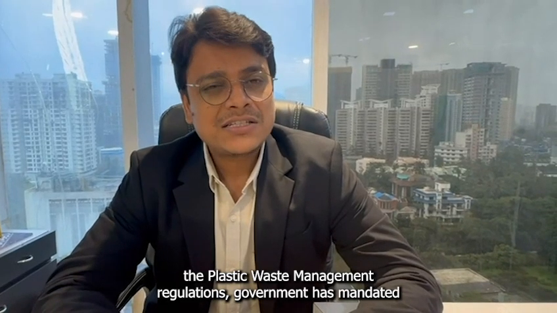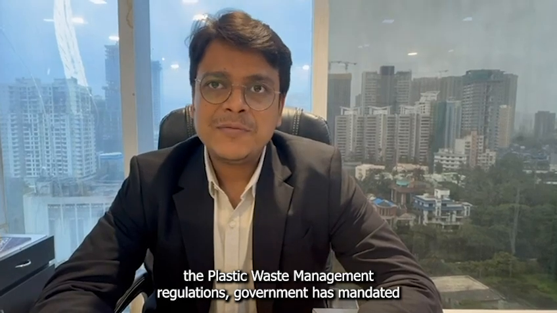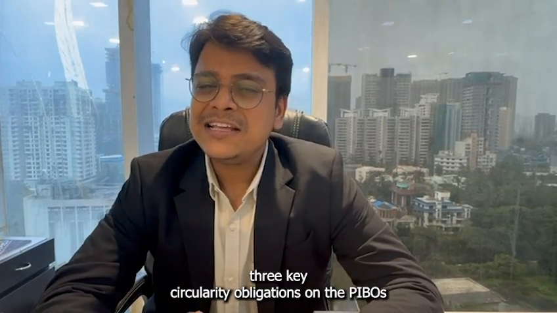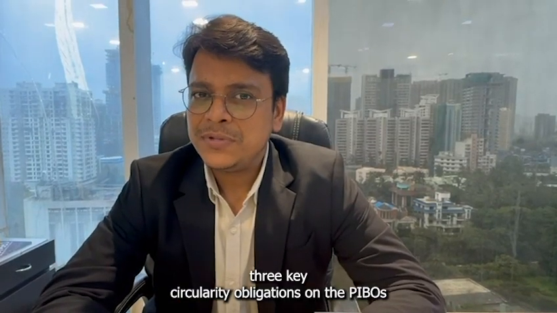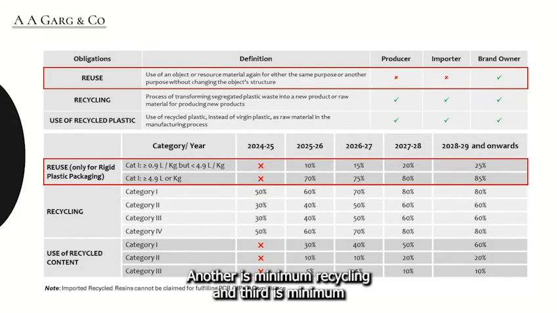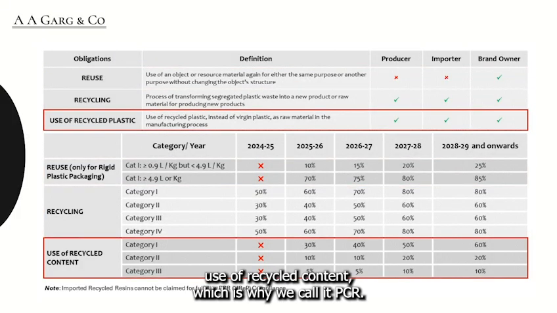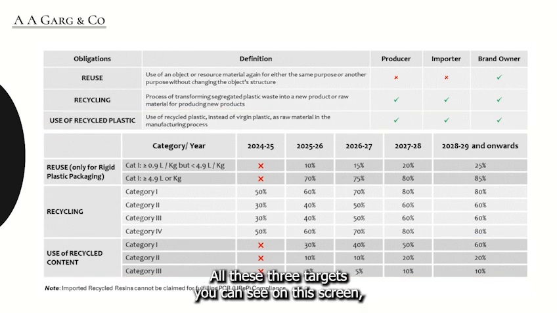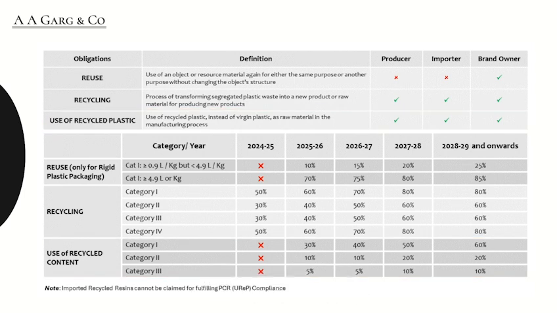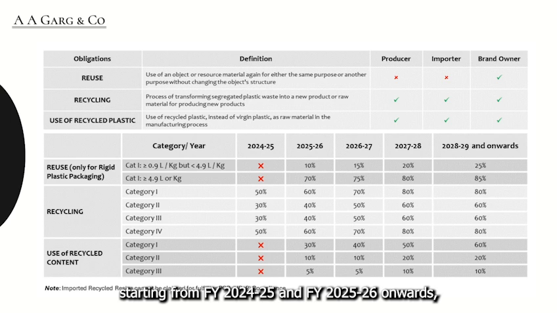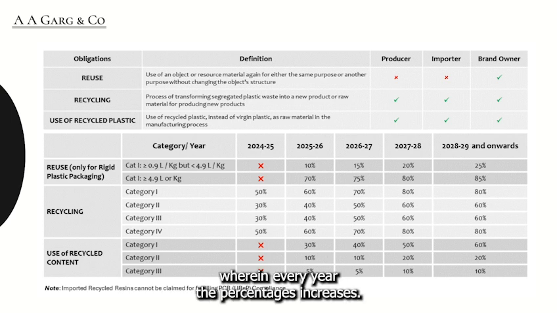Under the plastic waste management regulations, the government has mandated 3 key circularity obligations on the PIBOs. One is reuse, another is minimum recycling, and the third is minimum use of recycled content, which we erstwhile called PCR. All these 3 targets you can see on the screen, starting from 24-25 and 25-26 onwards, wherein every year the percentages increase.